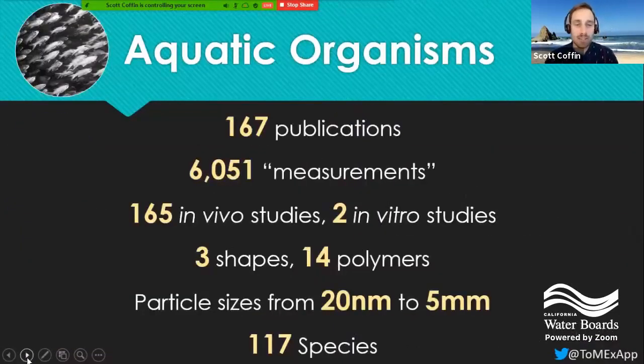For the aquatic organism side of the app, we have 167 publications, 6,000 measurements, 165 in vivo studies and 2 in vitro studies, 3 shapes and 14 polymers, 20 nanometers and 5 millimeters. Included are data for 117 species.